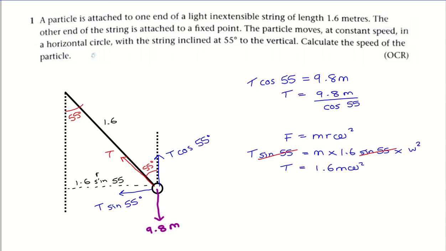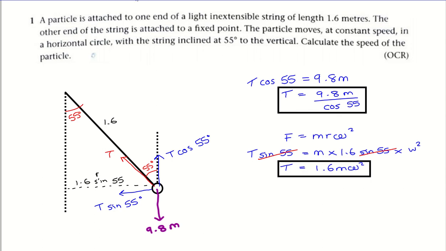And now I've got two different expressions for T. I've got an expression for T there, and I've got another expression for T there. So if I equate them to each other, I can take T out. I won't actually ever need to know T. And the m's will cancel as well, and we can just be left to find omega.